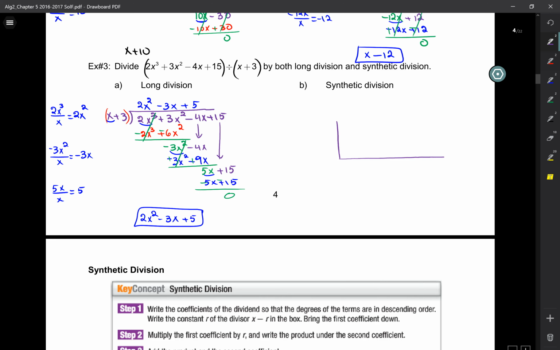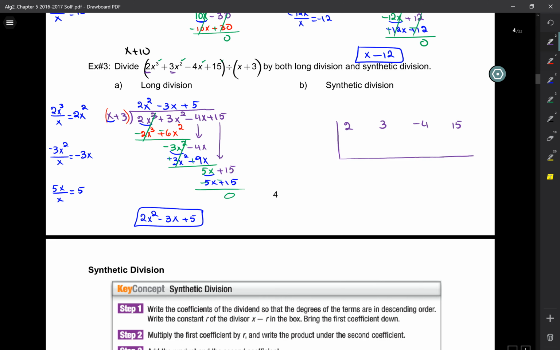All right, first you have to check that your exponents are in the correct order from the highest to the smallest. So let's take a look at the exponents. I have x to the 3, 2, 1, and here that's just x to the 0. So I'm good. Okay? Now I put in my coefficients. So let's see what coefficients I have. I have a 2, I have a 3, what's next? A negative 4 and a positive 15.